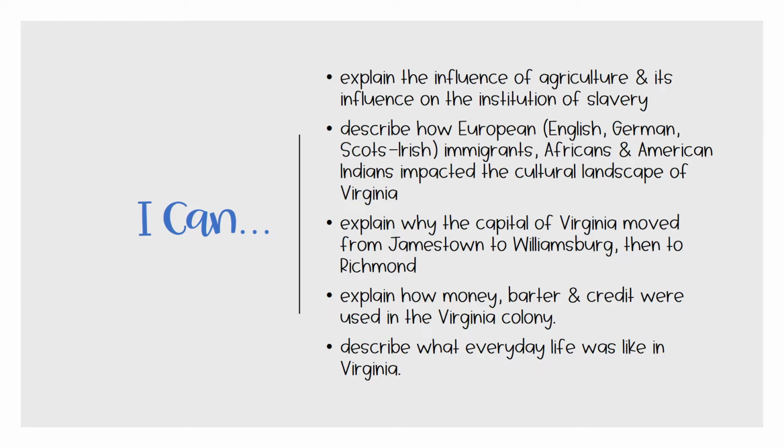Explain the influence of agriculture and its influence on the institution of slavery. Describe how European immigrants, Africans, and American Indians impacted the cultural landscape of Virginia. Explain why the capital of Virginia moved from Jamestown to Williamsburg and then to Richmond. Explain how money, barter, and credit were used in the Virginia colony. And lastly, describe what everyday life was like in Virginia.